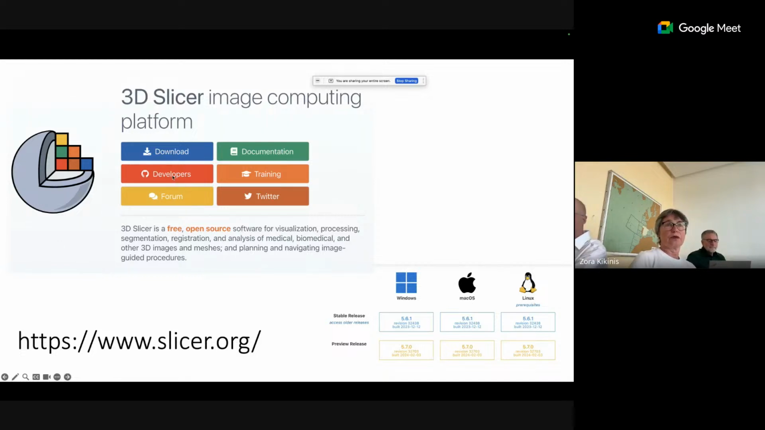There's also a link in red for the developers. And do I need to mention that there are stable releases and daily releases, and it runs on Windows, Mac, and on Linux. That's it.